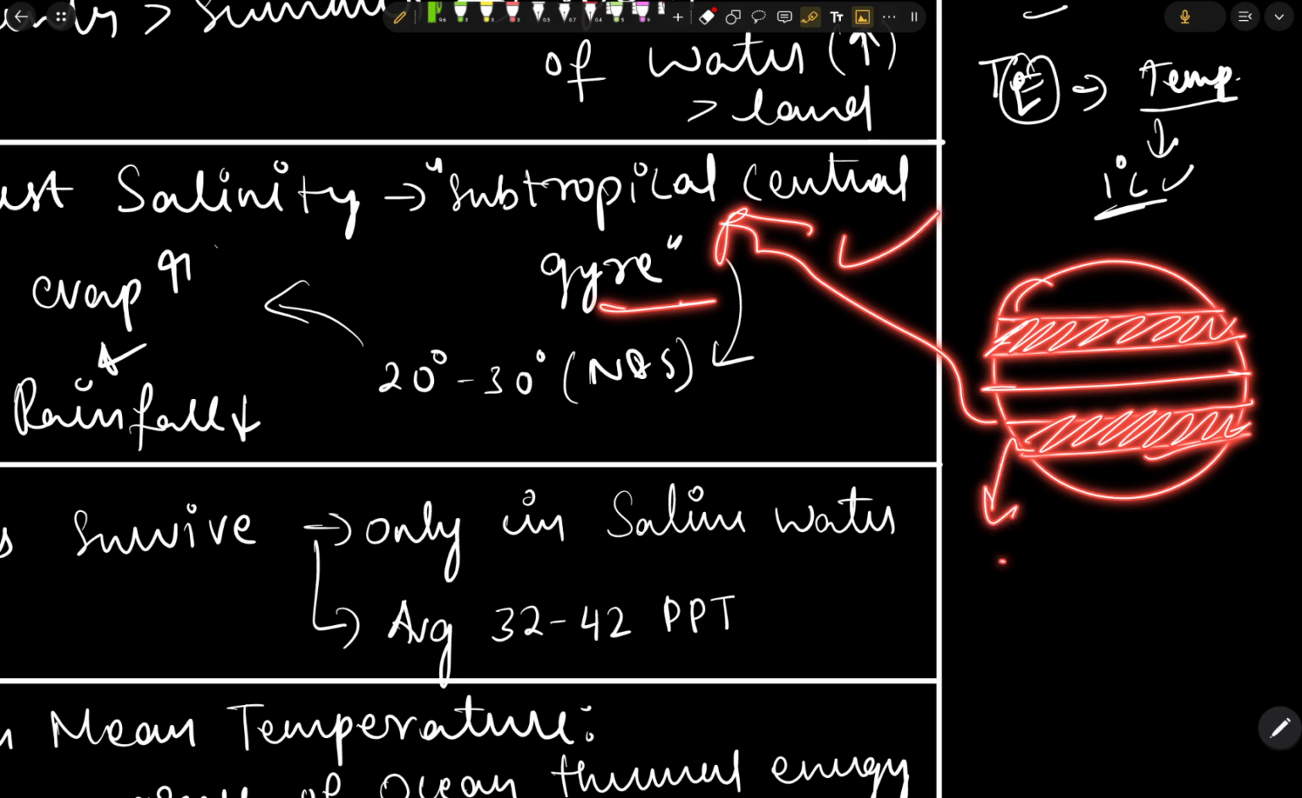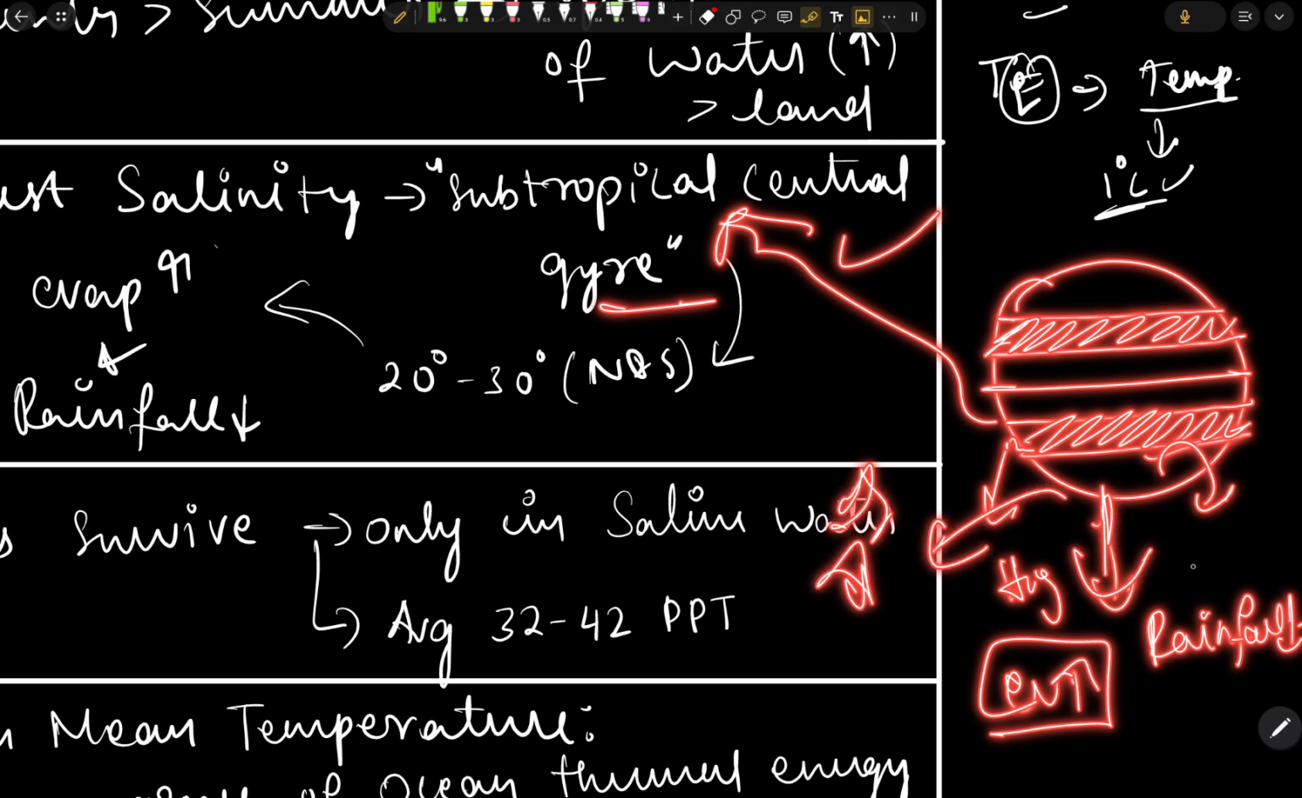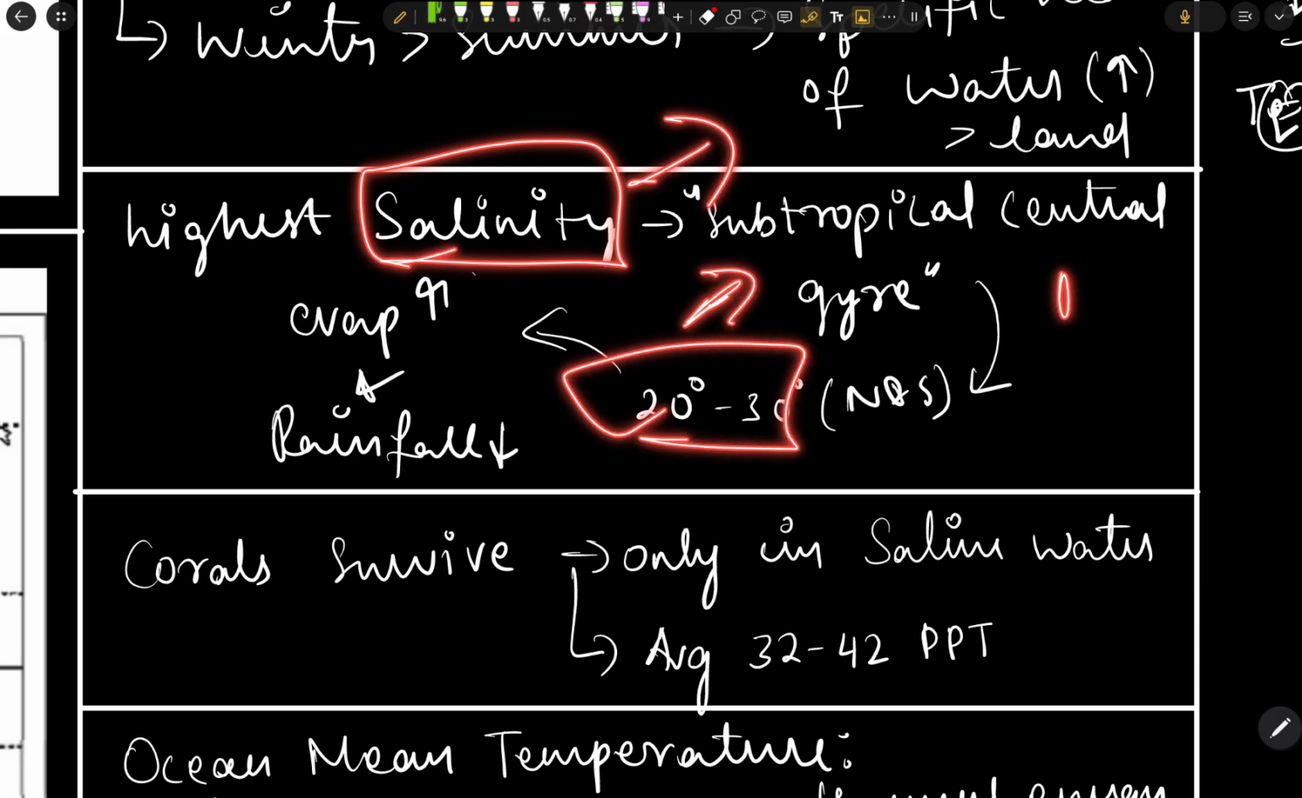Basically, this region experiences the highest salinity because here the evaporation is highest but the rainfall is very low. That means the water outgoing is good but the incoming is not that good, meaning rainfall is not good. That's why there is the highest salinity in this region. So basically, we need to remember these things.